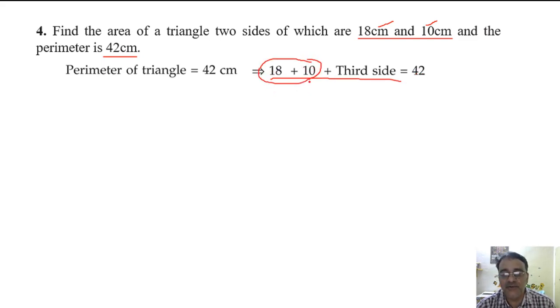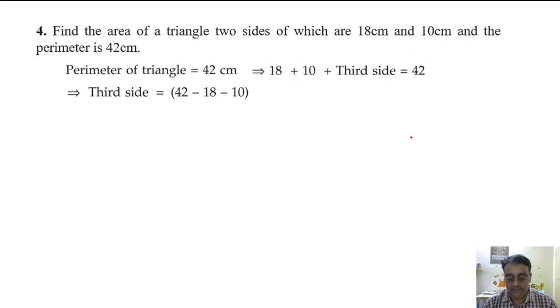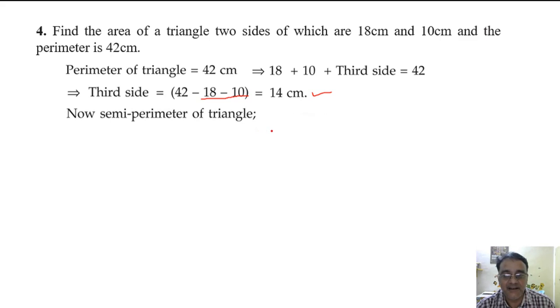So we'll add these two, or without adding also, if you shift it, it will become minus. So you can write minus 28, or minus 18 or minus 10. Fine. So if you subtract, what will you get as the third side? 42 minus 28 you have to subtract. 14. Right, we'll get 14. Now before marking A, B, C, let us find the semi-perimeter. Perimeter is given 42. So semi-perimeter will be 42 by 2, that is 21.